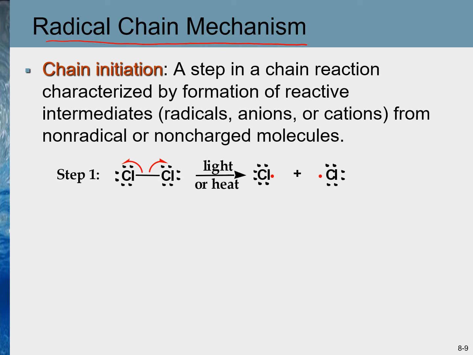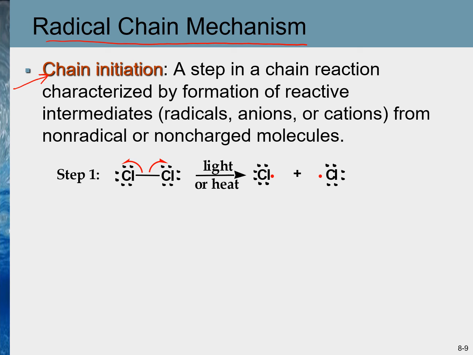This mechanism is observed in the halogenation reaction of alkanes. Radical chain mechanism has three characteristic steps. The first step is called chain initiation step. The characteristic feature of chain initiation step is the formation of radicals from non-radical compounds.